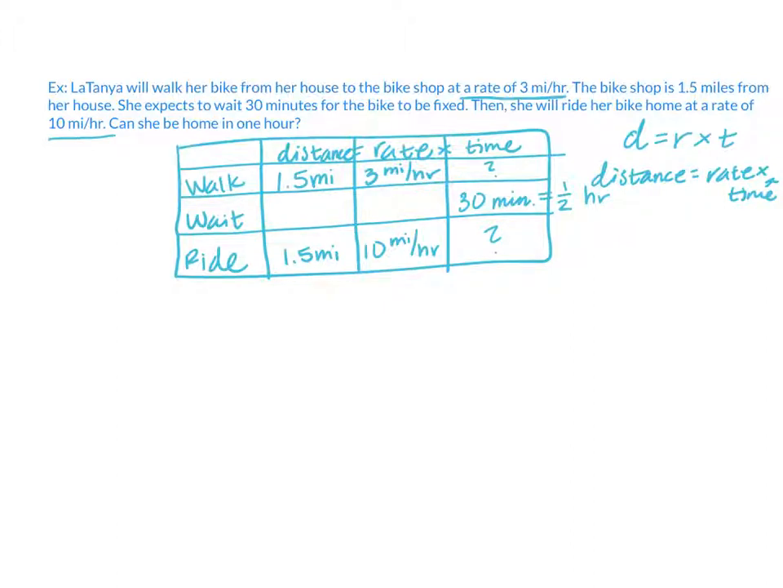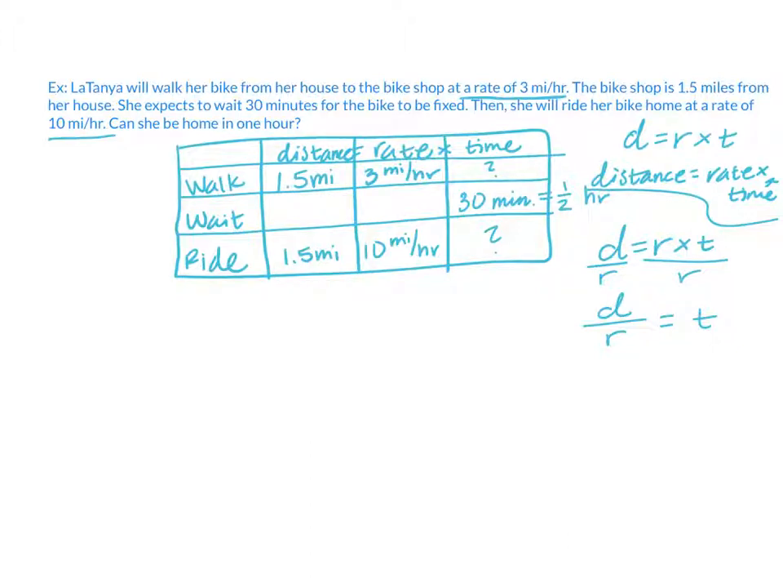From here, we're going to set up an equation to solve for time, because that's what we're looking for, really. We want to know her time. So in order to solve for time, going back to this distance equation over here, I'm going to divide both sides by rate. So originally I had d equals r times t. And now I'm going to divide both sides by r. So I get d over r equals t. And that's how I'm going to set up my total time equation.